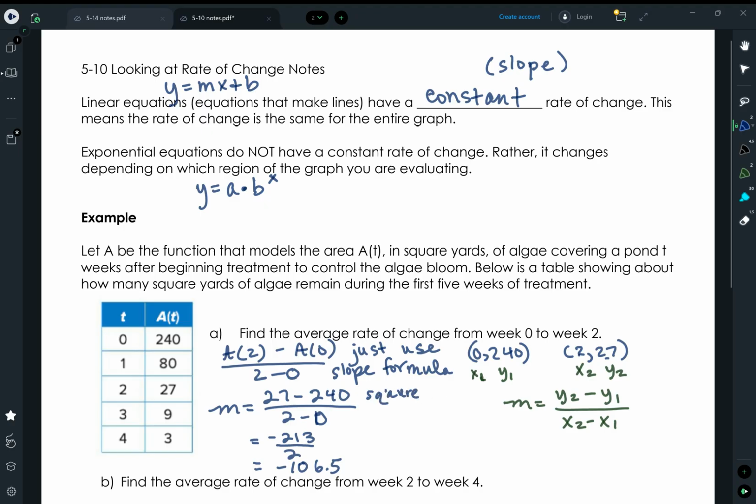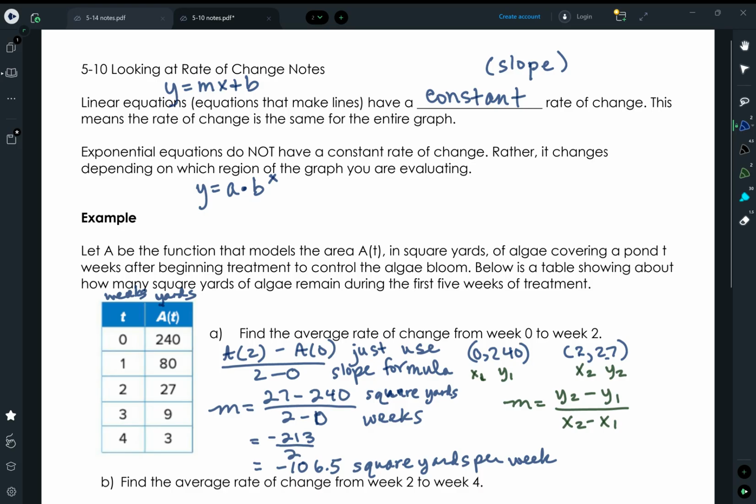I totally spelled square wrong, sorry about that. And my denominator is those weeks, right? So I'm just looking at how A of t, these are yards and these are weeks, square yards and weeks. So I'm going to say this is negative 106.5 square yards per week. So on average for the first 2 weeks, we are losing 106.5 square yards of algae per week.